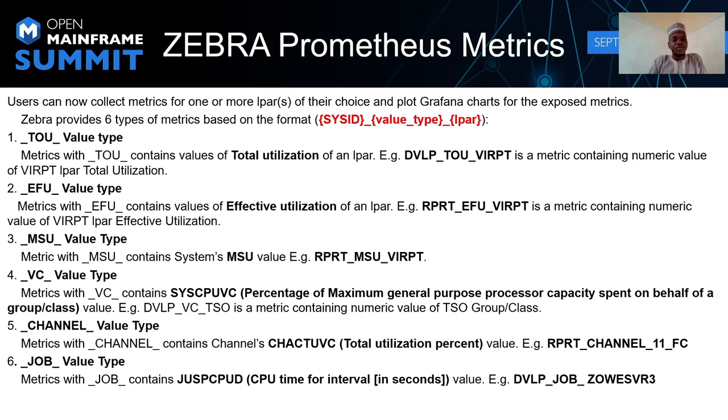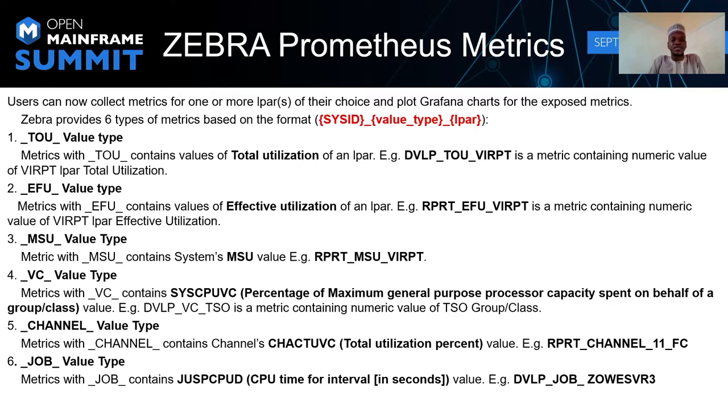Then we have the Zebra Prometheus metrics. Zebra exposes Prometheus metrics, which can be used to connect Grafana to Zebra through Prometheus. So users can now collect metrics for one or more helpers of their choice and pull Grafana charts for the exposed metrics.